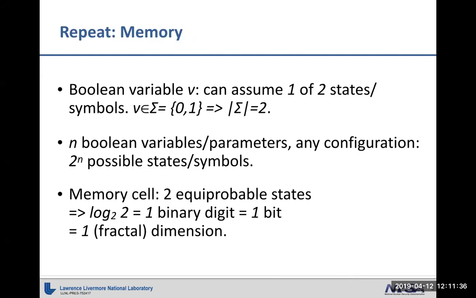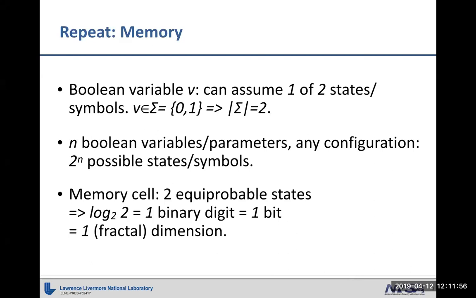So, to repeat, memory. Memory is this. We have a Boolean variable, not the one from logic, that can assume one of two states. Sigma is usually what we call an alphabet, all the states it can assume, or all the symbols. Symbols are states. So V is 0, 1, which means your alphabet size is 2.